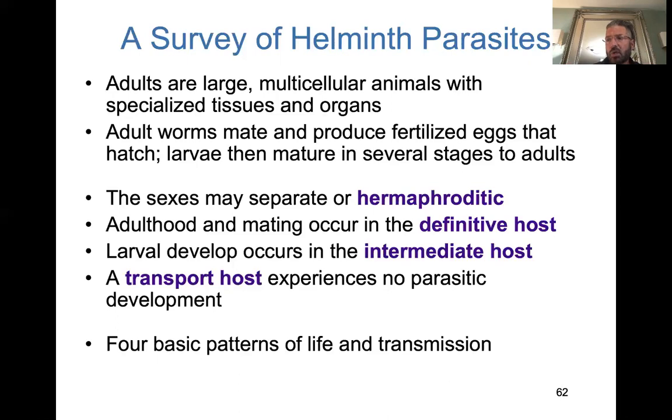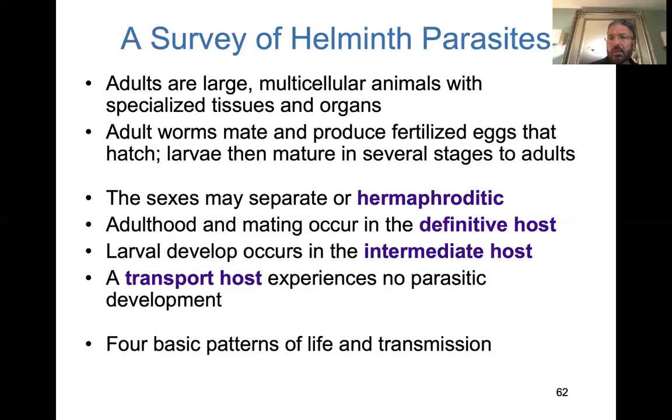They're in a definitive host, casting off their gametes or children or cysts or larvae or whatever. They're just hoping someone else picks them up and they have a new host. They can propagate the species. Larvae occurs in the intermediate host with these.